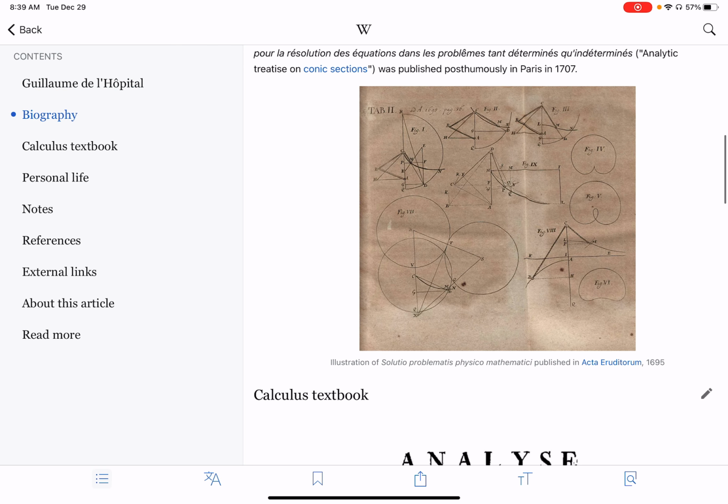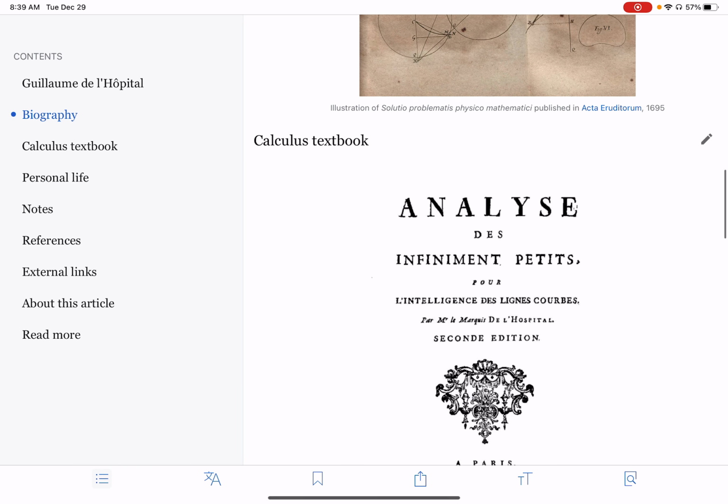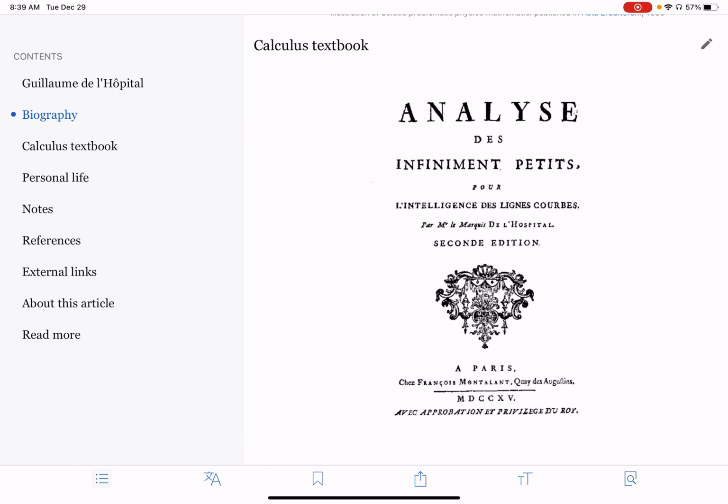Where is it? Oh, here are some pictures for a minute. Ooh, look at that. Here's, in this figure 5, you can see an X and Y axis there. Looks like he didn't have access to a ruler. Okay, anyway, so here's his first calculus textbook.